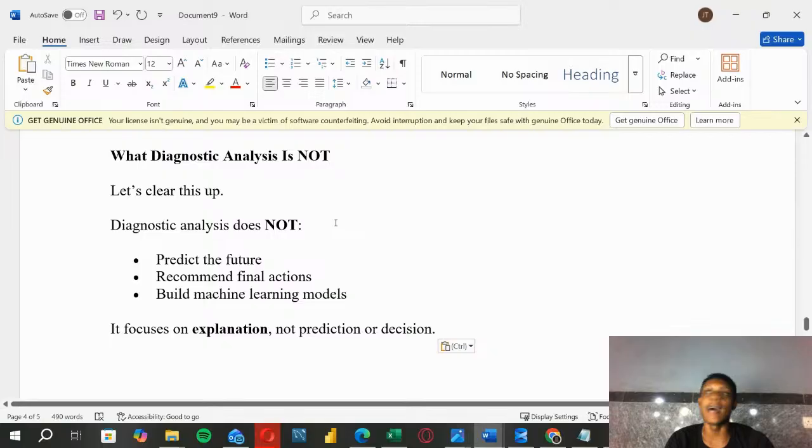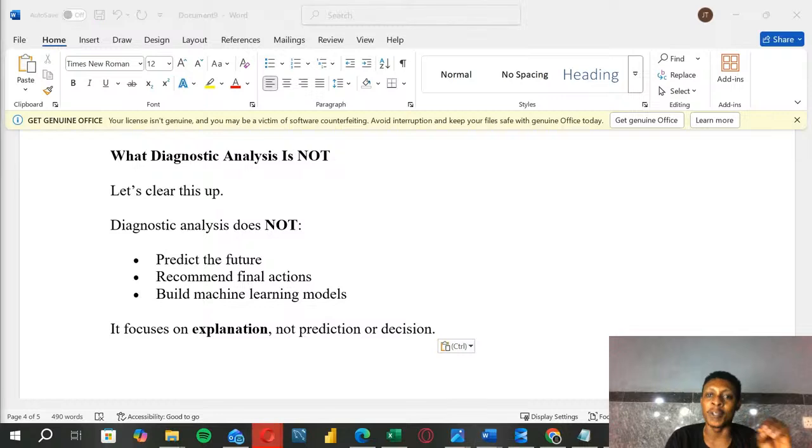So, what diagnostic analysis is not. Let's clear this up. Diagnostic analysis does not predict the future. It does not require final action. It does not build machine learning models. It focuses on explanation, not prediction or decision.